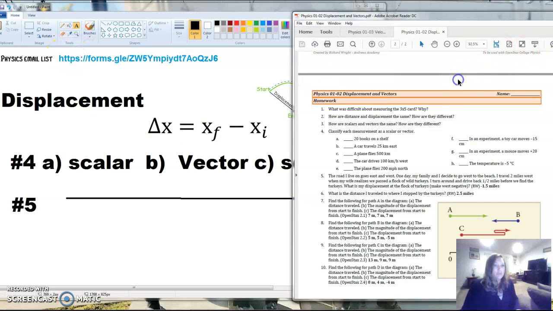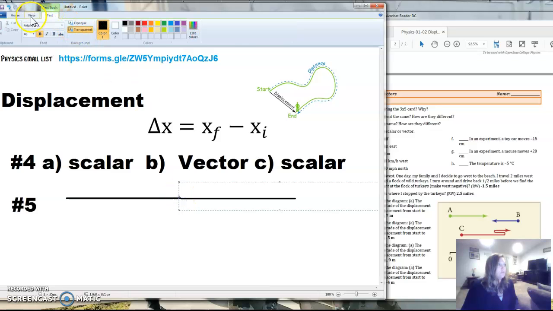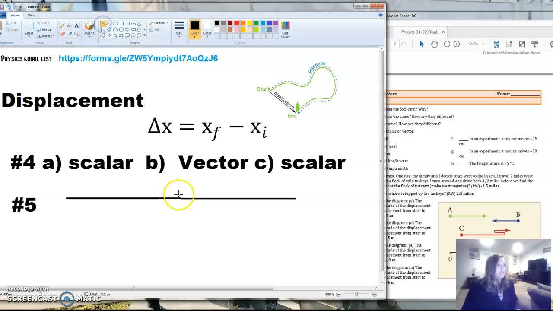Okay, and the problem says the road I live on goes east and west. One day my family decided to go west to the beach. I travel 2 miles west. So we're first going to start at our origin, a point at 0. We're going to have a 0 right here. And then we're going to go 2 miles west. West would be going backwards.